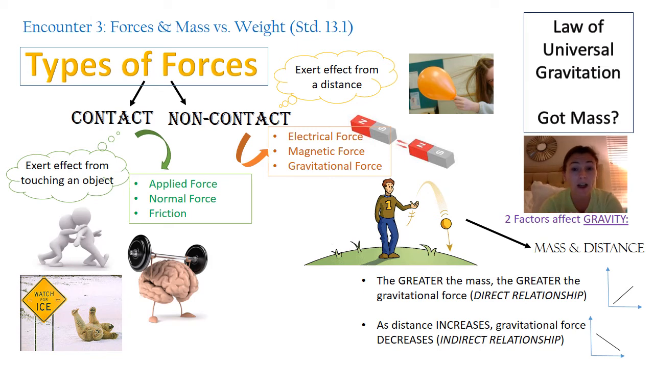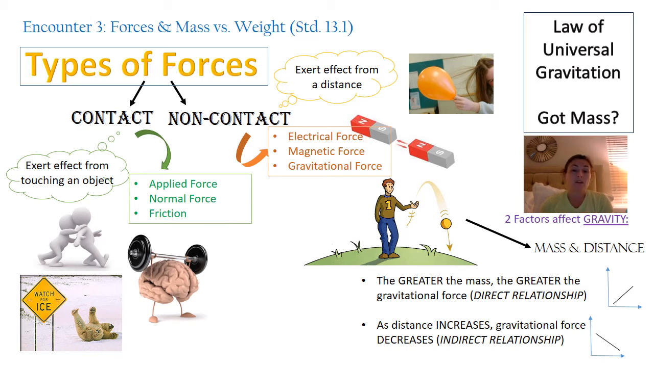Looking at the graph, you see a direct relationship, a positive correlation, right? As distance increases, the gravitational force decreases. So the further the distance, the force decreases. That is considered to be an indirect relationship. As one goes up, the other goes down. So on your graph, you see an inverse relationship with a down diagonal.